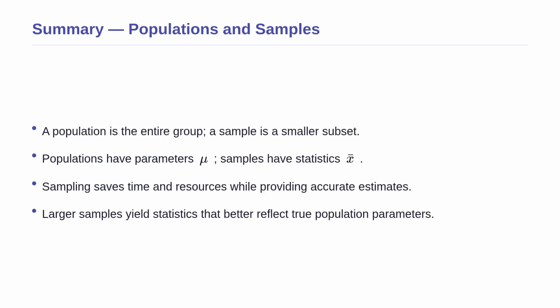Let us review the key takeaways from today's topic. First, a statistical population is the entire group you want to draw conclusions about, while a sample is the specific, smaller group you actually collect data from. Second, we use Greek letters, like mu, for population parameters, and English letters, like x bar, for sample statistics.